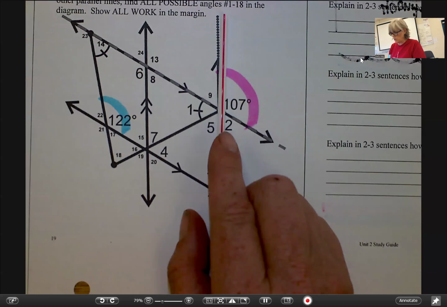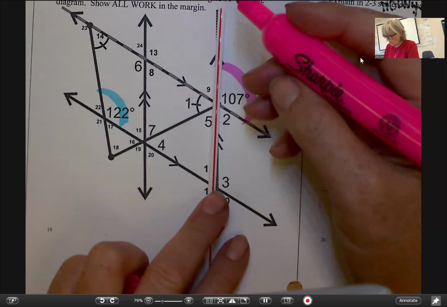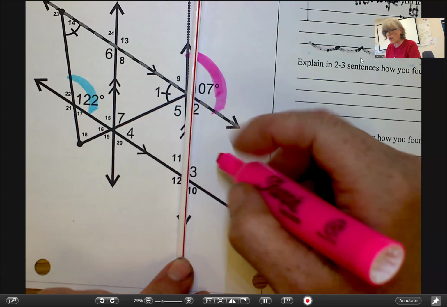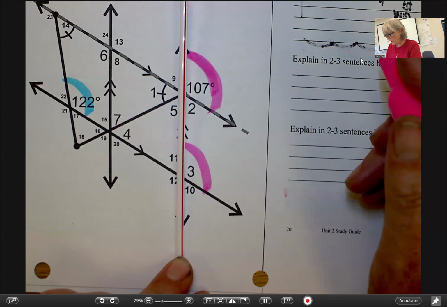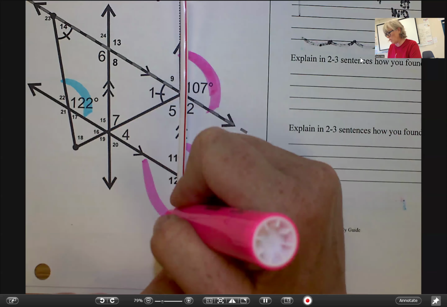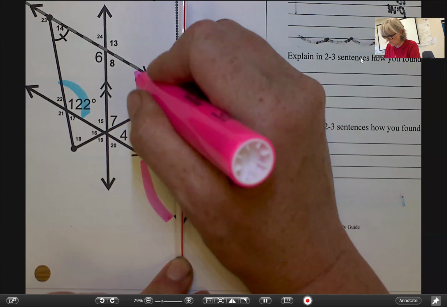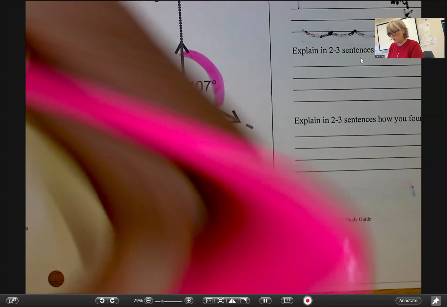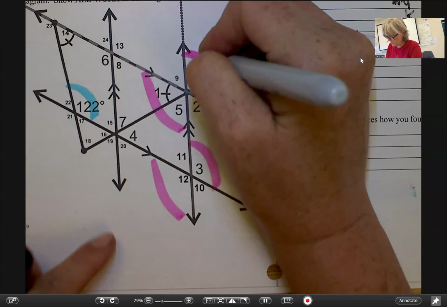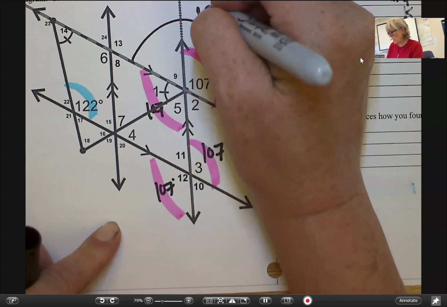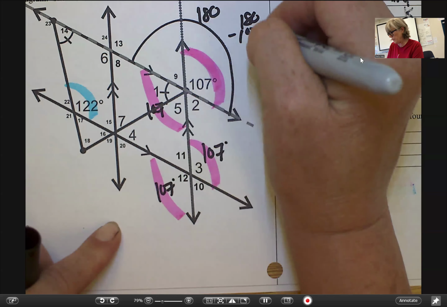we're going to work this one stir stick, and we know this is 107. This is 107 because of corresponding angles. Alternate exterior, that makes this 107. And vertical here or corresponding to here, that makes this 107. So all of those pinks are 107 degrees. What else do you need to look for? Let's sweep. We got a linear pair there. It's 180. So I'm going to go 180 minus 107.